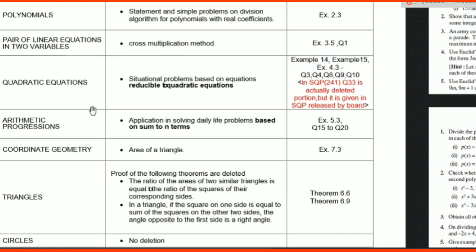And going to the third chapter, pair of linear equations in 2 variables, cross multiplication method, right? Here we have learnt 3 algebraic methods of solution of a pair of linear equations in 2 variables. First one, second one is there, and the third one is deleted. Cross multiplication method is deleted. And question number 1 from exercise 3.1 contains this cross multiplication method.